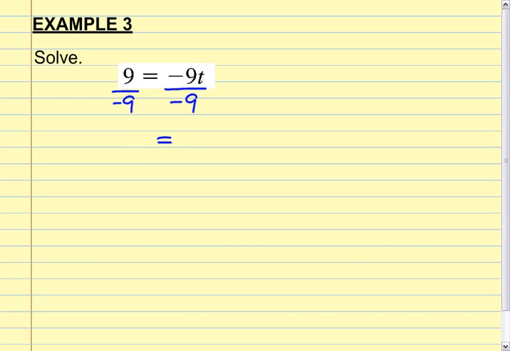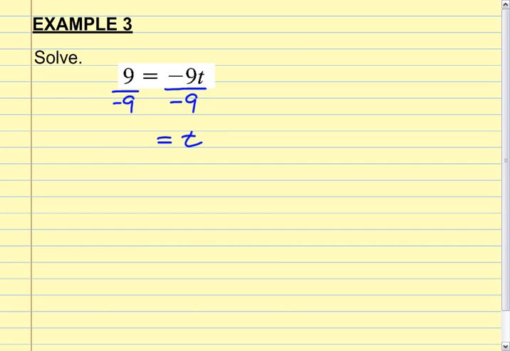Raise your hand if you can tell me what happens to these two -9s on the right side. Emma? They disappear because -9 divided by -9 is just 1. A number divided by itself is 1. And whenever I have 1t, I don't need to write the 1. I can just write it as t. Now the t's by itself.